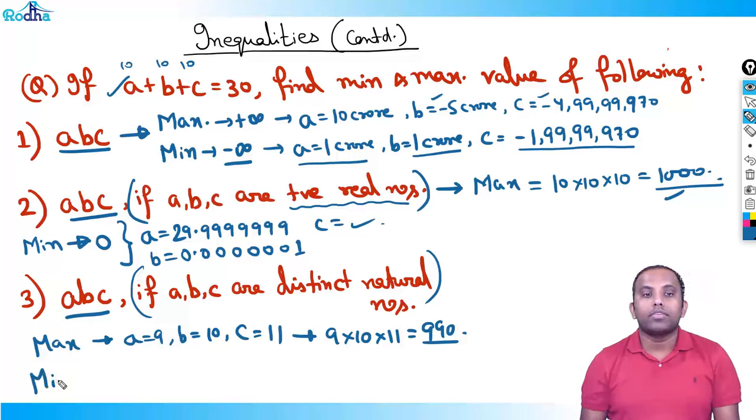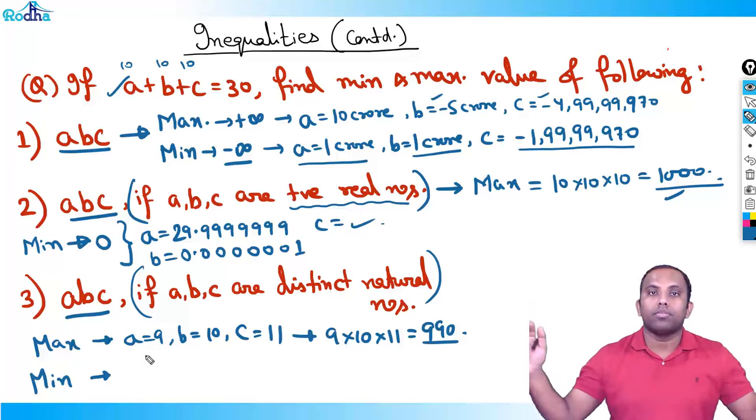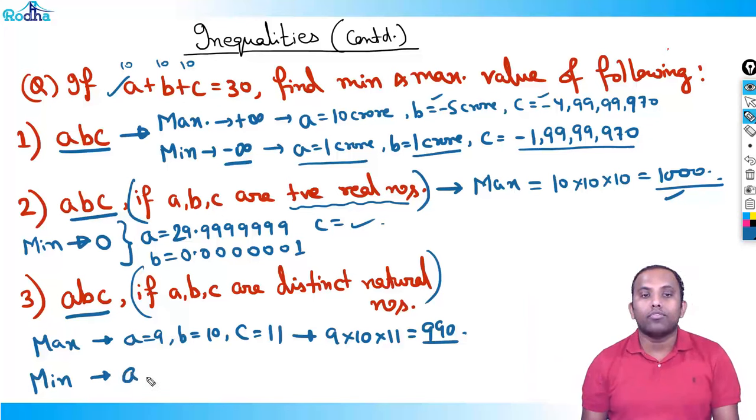What could be the minimum value in this case? Now, again, for the minimum value, it's just the reverse of it, right? The values should be as far apart as possible. So obviously, I can take the smallest natural number, A equal to 1. Now, since I have to minimize the product, I can take B as 2 also, the lowest natural number possible, right?